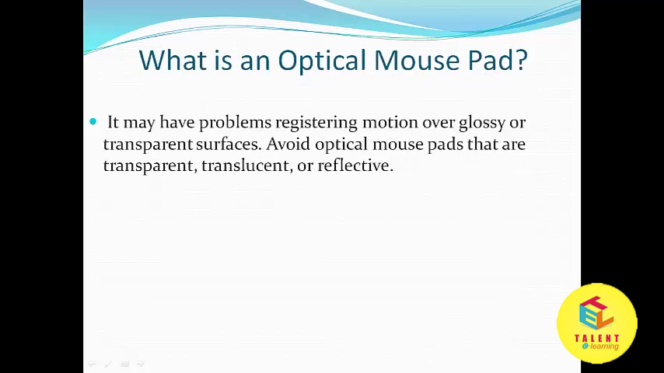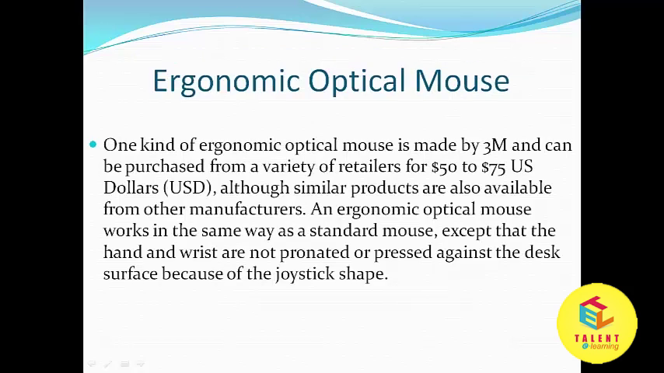Now, what is an optical mouse pad? It is used to secure an optical mouse. It may have problems registering motion over glossy or transparent surfaces. Avoid optical mouse pads that are transparent, translucent, or reflexive.